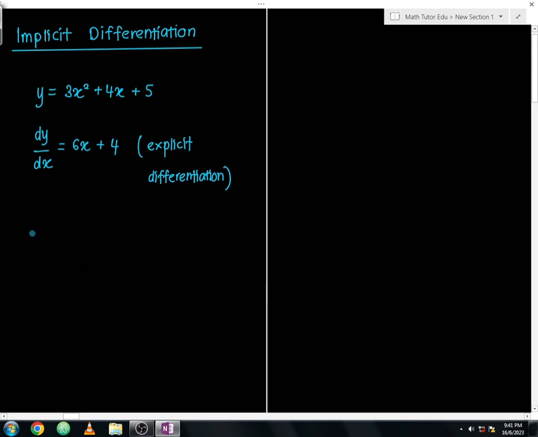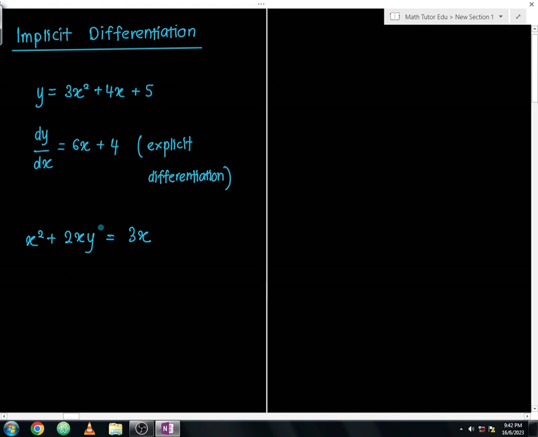Let's say you have x squared plus 2xy equals 3x. In this case, it is highly recommended that we solve this question using the implicit differentiation method. How this method works is that you differentiate both sides of the equation with respect to x, and you treat y as a differentiable function of x.